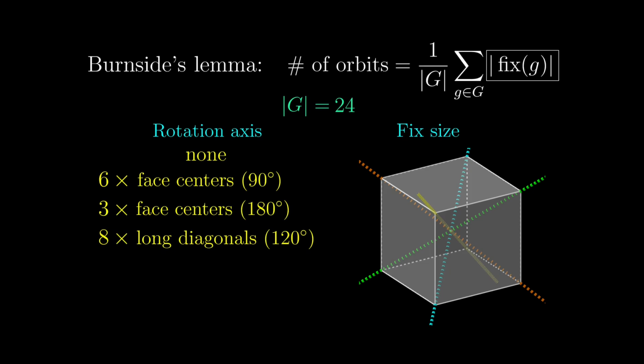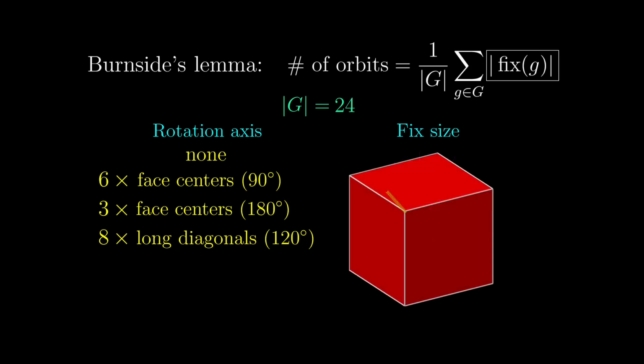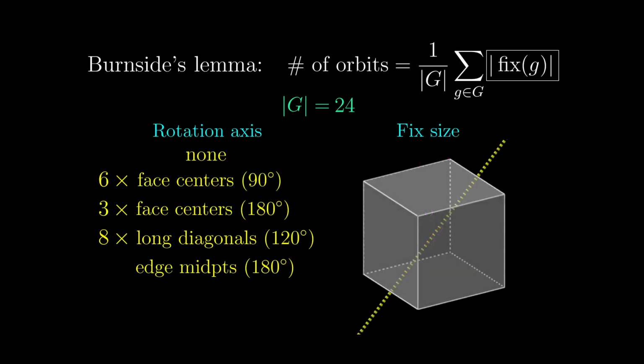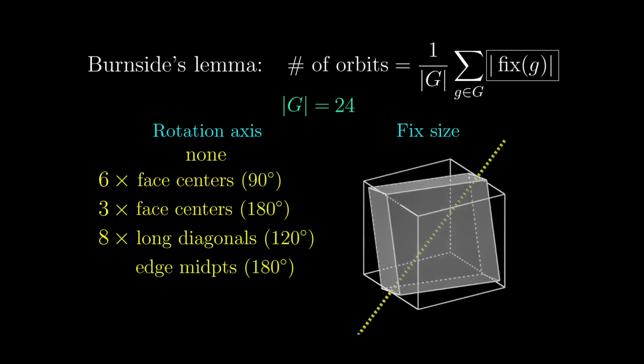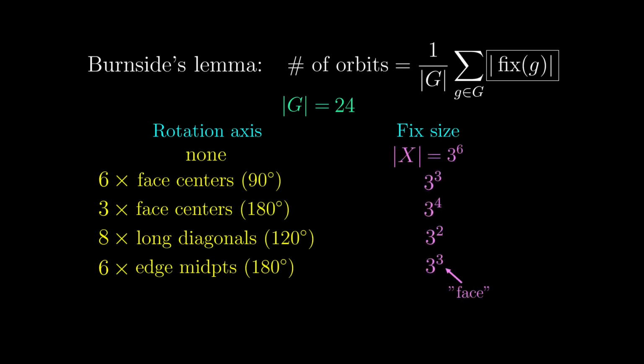It turns out the fixed size is 3 squared because the faces around a point need to be of the same color in order to be fixed. The final category of rotation axis passes through the midpoints of opposite edges, which refers to rotations like this. There are altogether 6 such axes passing through each pair of opposite edges. So there are 6 such rotations because one axis only corresponds to one rotation. It turns out the fixed size is 3 cubed because we can choose the colors for 3 of the faces, then the rest has to follow.